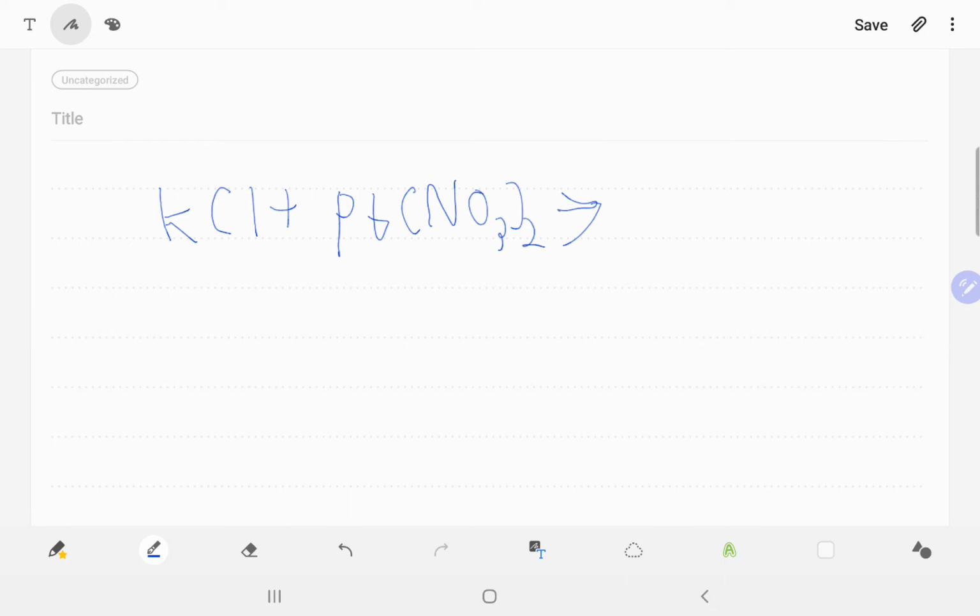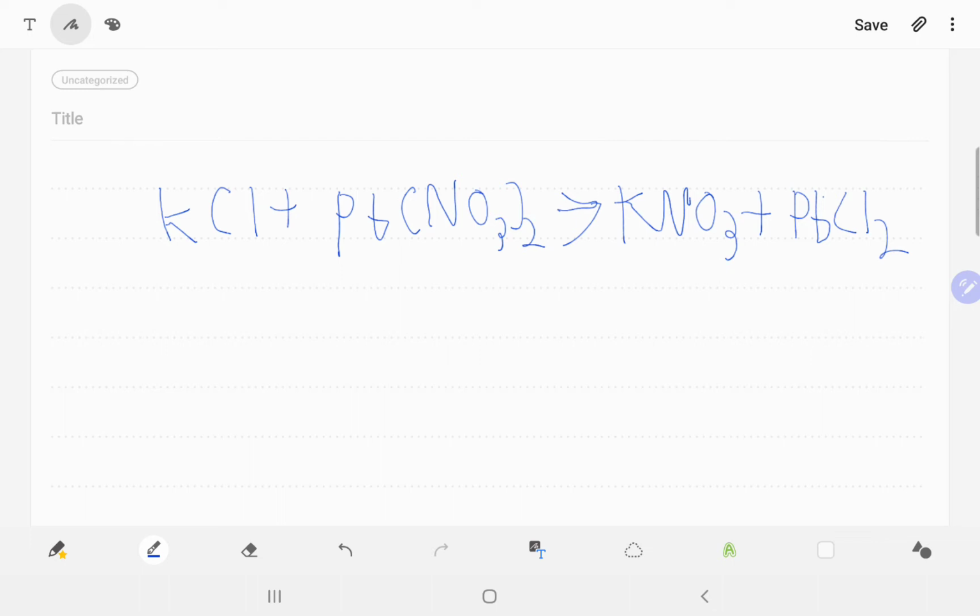PbCl would go here. A 2 would go here as well because of the charges. And then you'd take KNO3 and you would put that here. And that is your full equation.